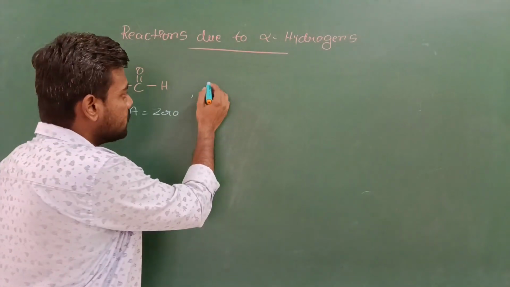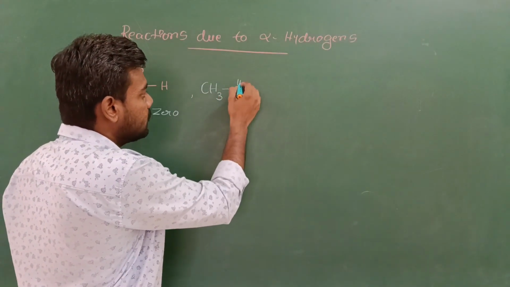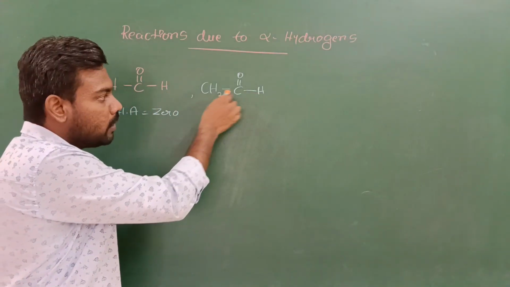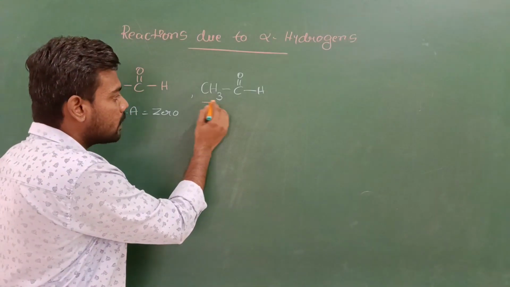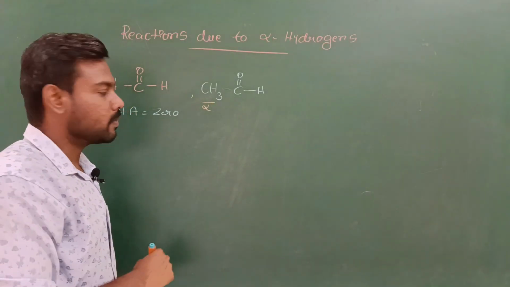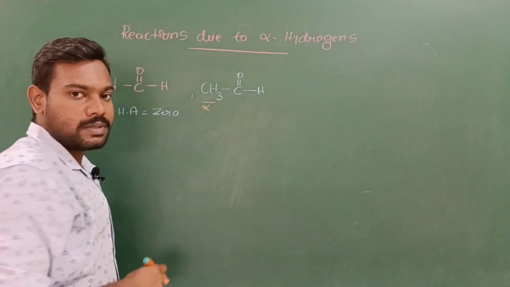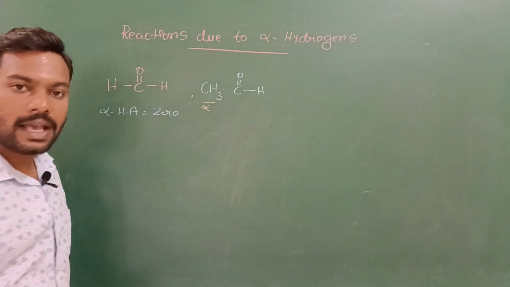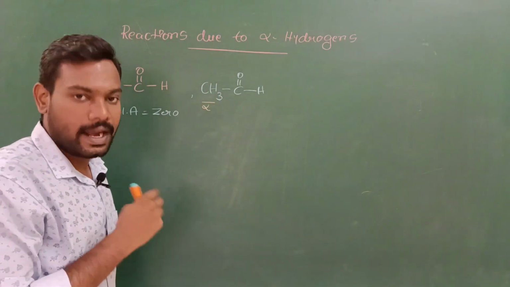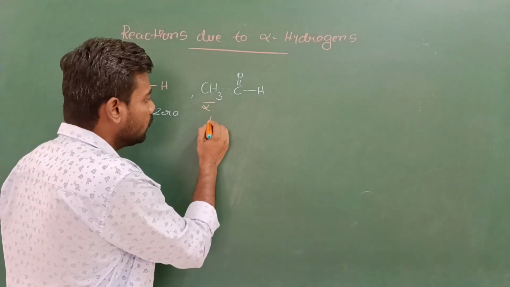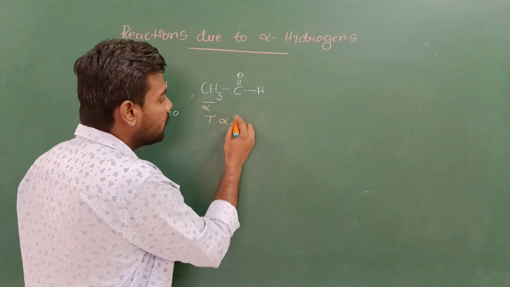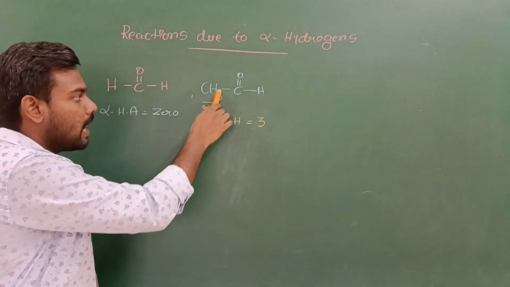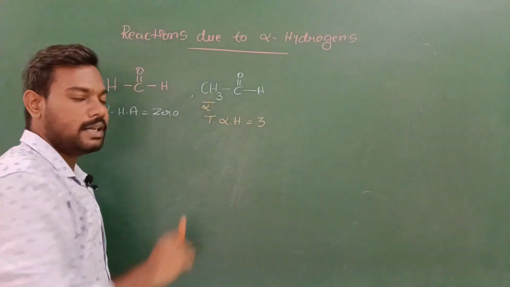And if I consider acetaldehyde, one carbon atom is bonded to the functional group. This is known as the alpha carbon atom, and there are 3 hydrogen atoms bonded to the alpha carbon atom. Then these hydrogen atoms are known as alpha hydrogen atoms. The total number of alpha hydrogen atoms is 3. We have 3 alpha hydrogens present in acetaldehyde.